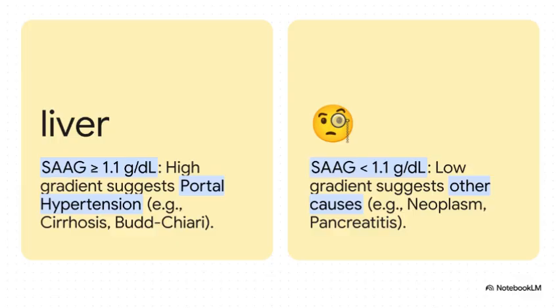If that difference, that gradient, is 1.1 or higher, you can be very confident the ascites is caused by portal hypertension. If it's low, well, that points you in a totally different direction towards things like peritoneal cancer or an infection. It's an incredibly elegant and powerful diagnostic tool.